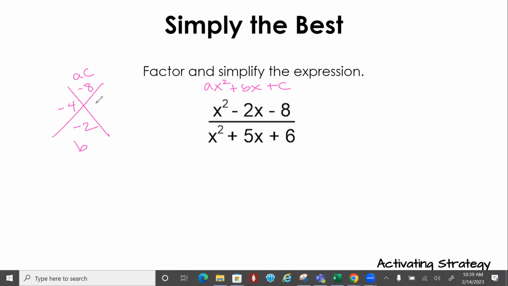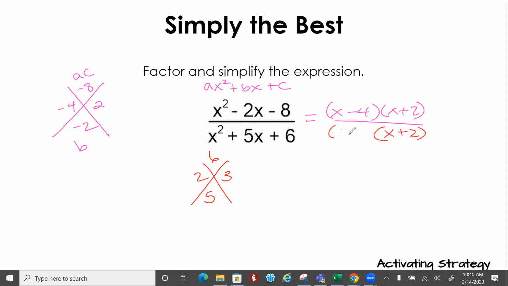Okay, so -4 and 2, right? -4 plus 2 would give me -2. So we can rewrite this as x minus 4 times x plus 2. But in the bottom, we can also factor this guy. So we're going to do A times C, which is going to give me 6. B is 5. So what two things can multiply together to get me 6, but add together to get me 5? 2 and 3. Okay, so we got x plus 2 and x plus 3.